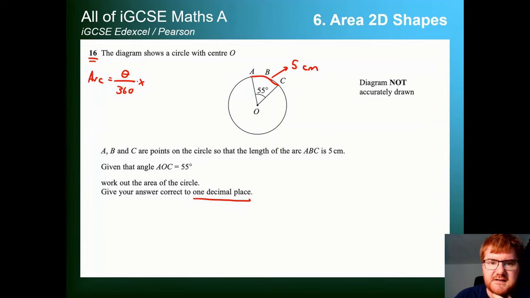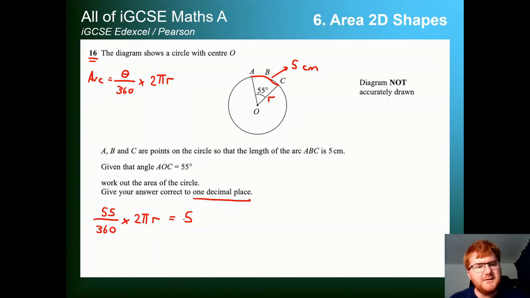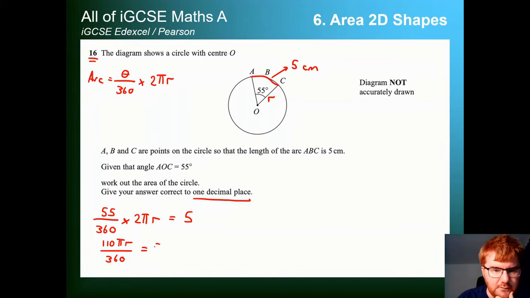So theta over 360 times the circumference of the circle, which is 2 pi r. Now at the moment we don't know what the radius is, so let's leave that as r. So the angle is equal to 55 divided by 360 times 2 pi r, and that's equal to 5. So essentially here we have an equation that we can rearrange. I think the way I want to simplify this down, let's combine this together here. So 55 times 2, that's 110 pi r over 360 is equal to 5.